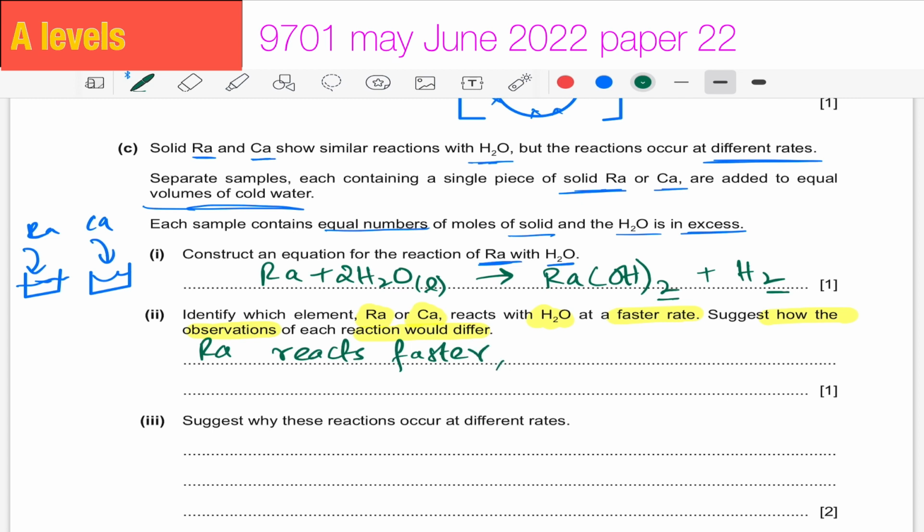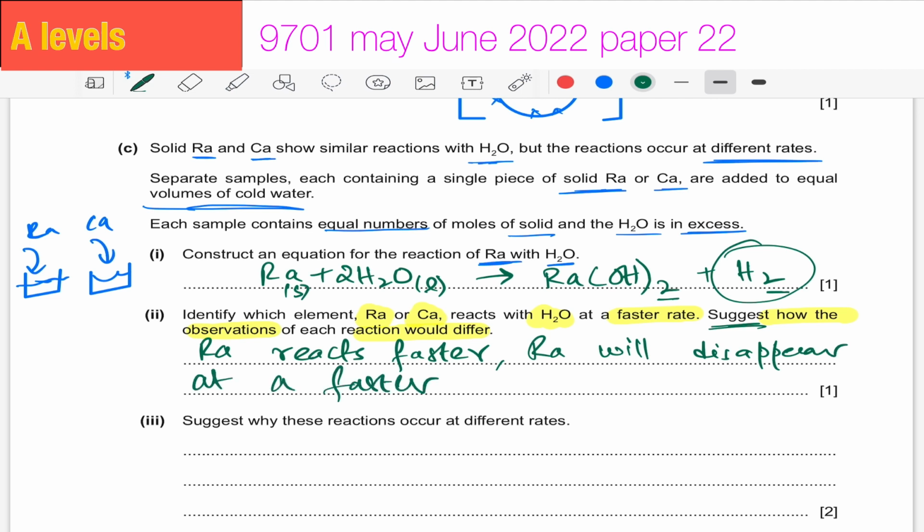but this is not the complete answer because they are asking that suggest how the observation of each reaction would differ. So because hydrogen gas is being produced in both the reactions and radium is solid, likewise calcium would also be solid. So in both the beakers solid will disappear, but radium will disappear at a faster rate. So what would we observe? That radium will disappear at a faster rate because it is reacting more quickly.